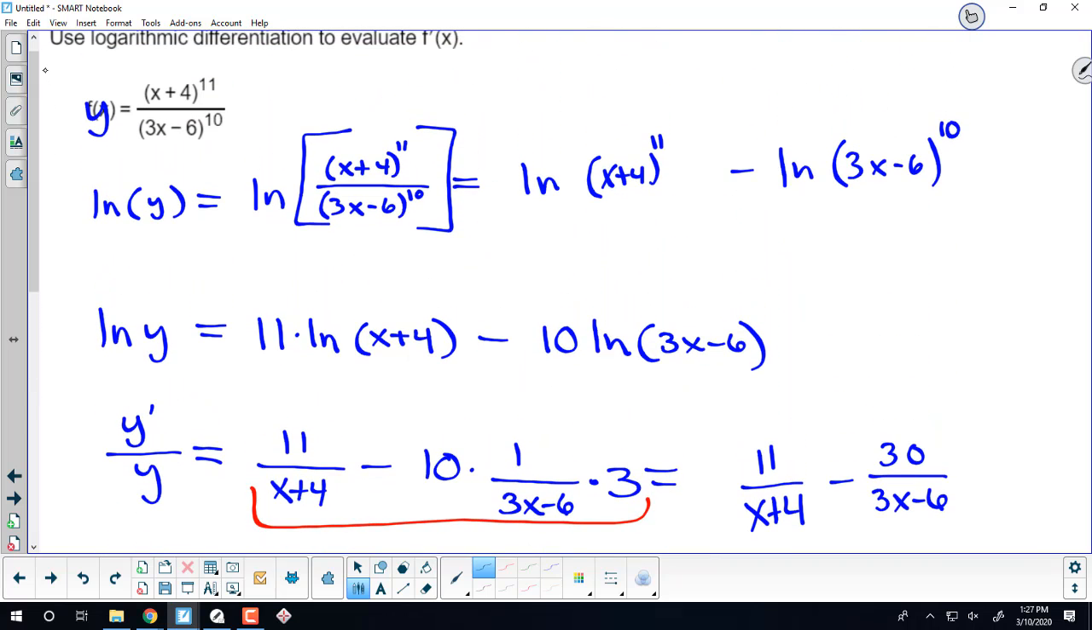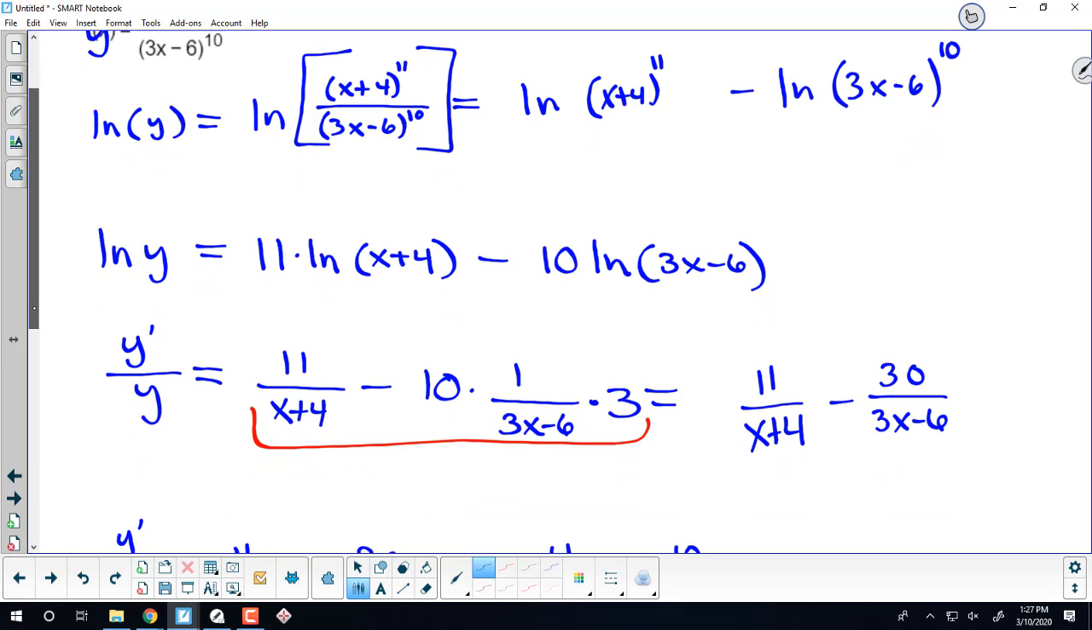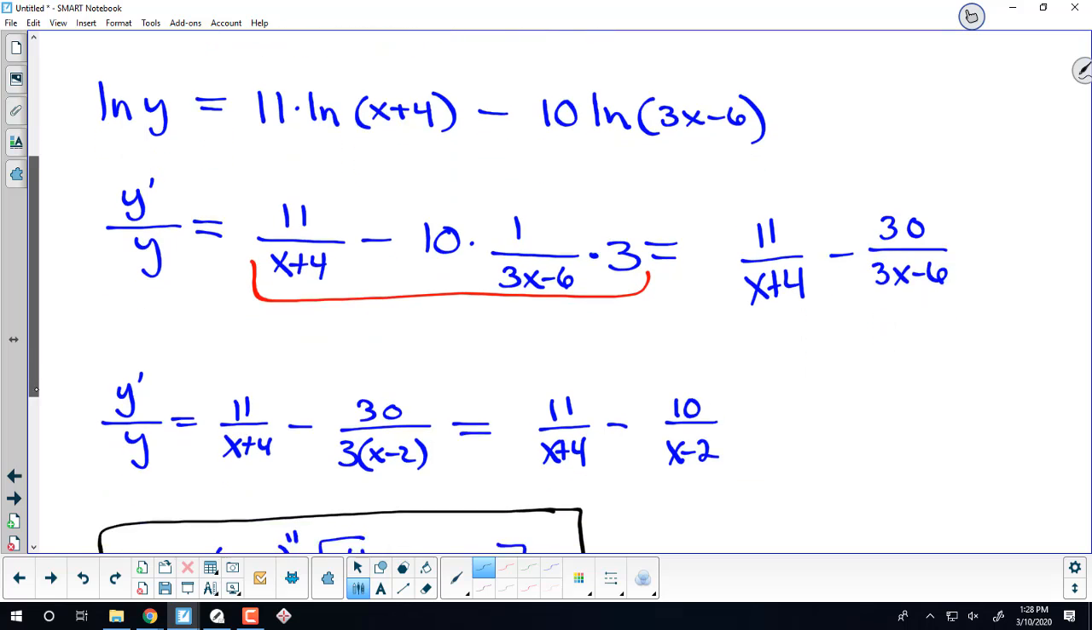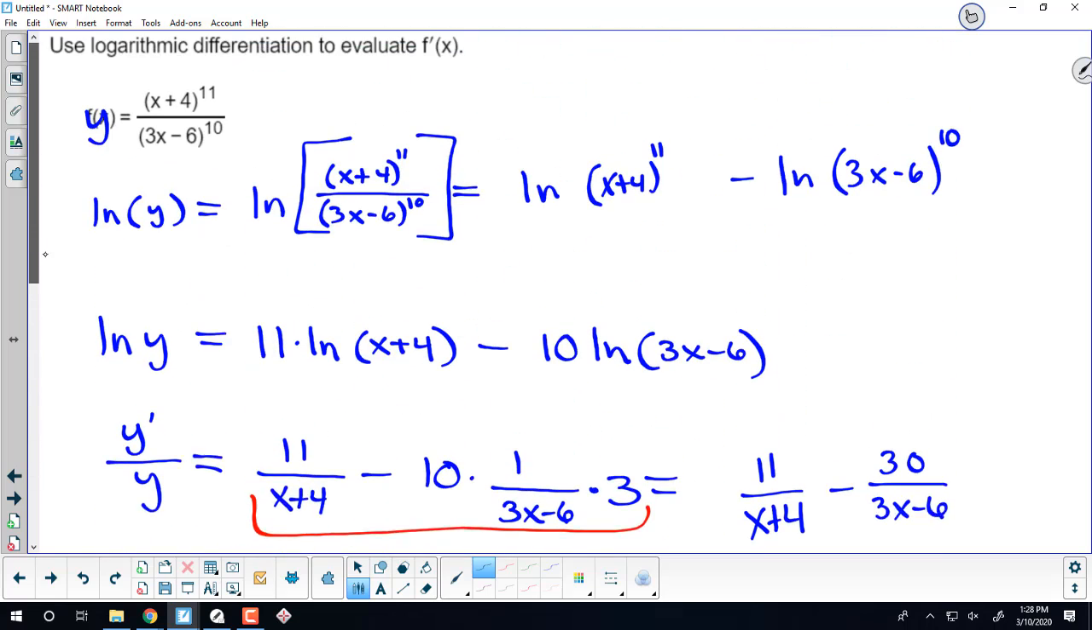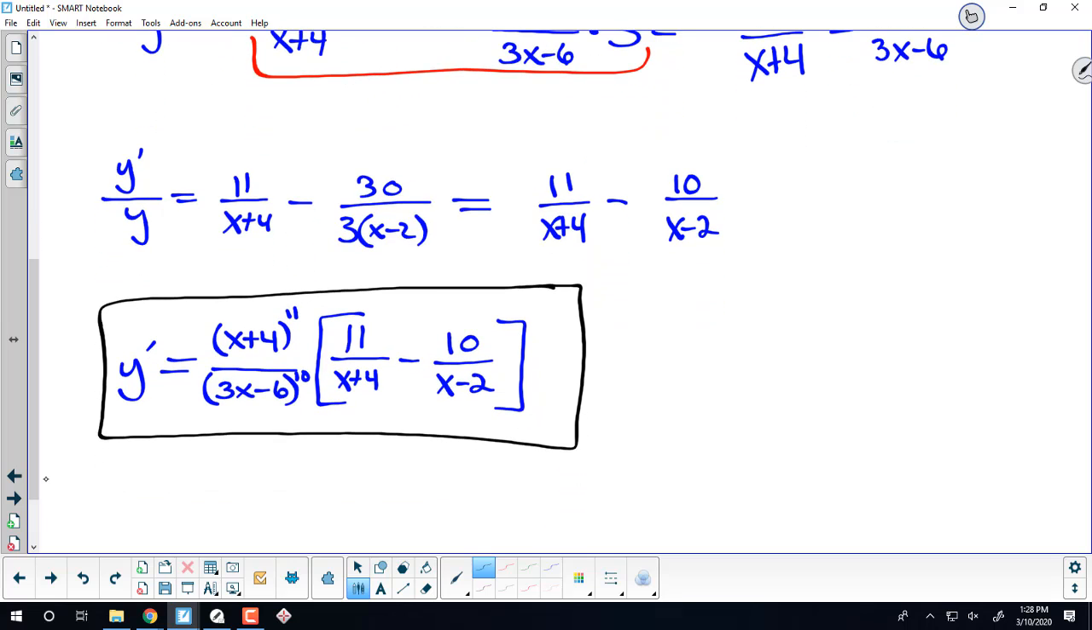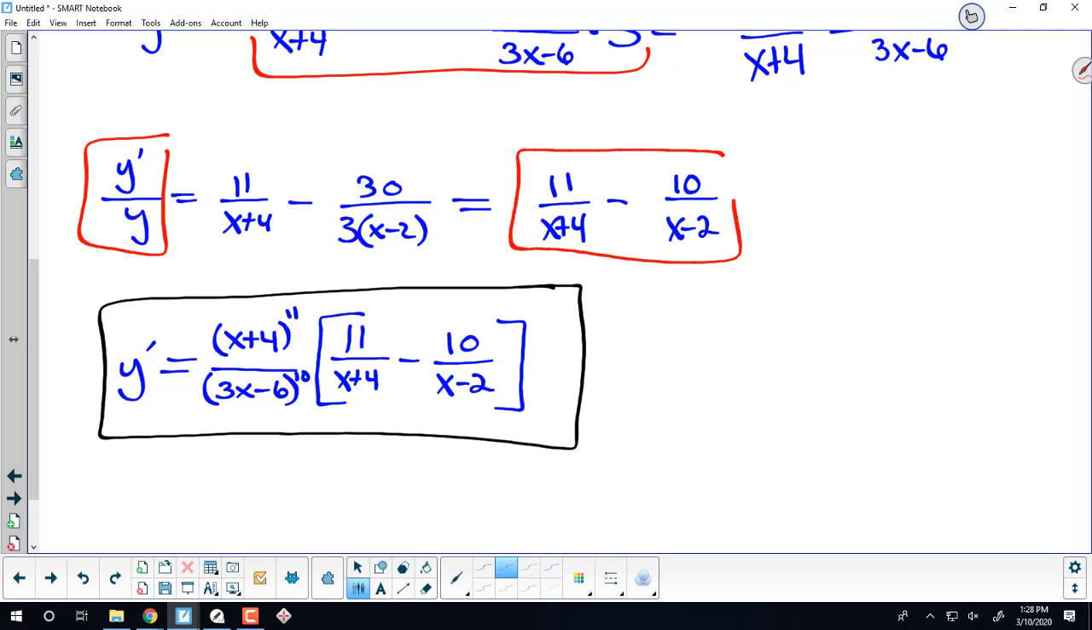So shouldn't we put that for the final answer? Shouldn't we put that in the square brackets? Well, no, because remember this is y prime over y is equal to this right here. And then to solve for y prime, we're going to multiply by y on both sides. Yeah. Oh, yeah, I just saw it. Sorry. That's all right. Yeah, it's all kind of funky. Okay. No worries. I'll leave that there. Any other questions on that?